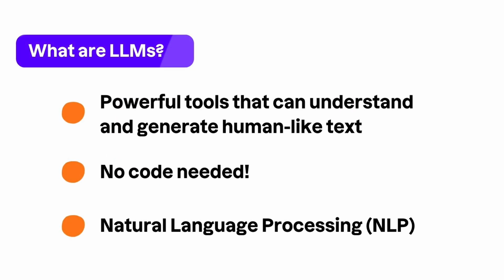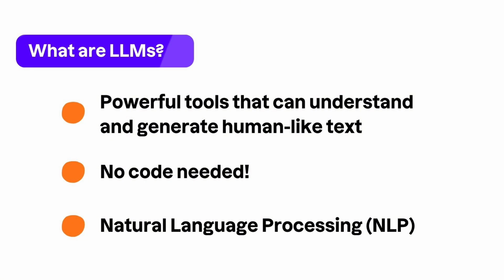LLMs are powerful tools for language-based tasks capable of understanding and generating human-like text. They're specialized AI models designed for processing and generating human language. They leverage vast amounts of text data to understand and produce language that's coherent, contextually relevant, and often indistinguishable from human writing. You don't need to be a tech wizard to interact with them either, which is what natural language processing, or NLP, is referring to.